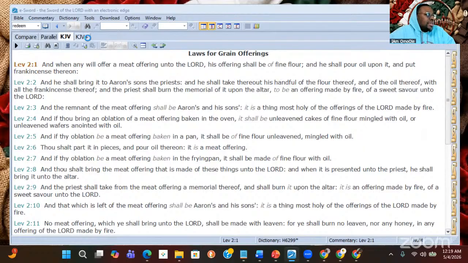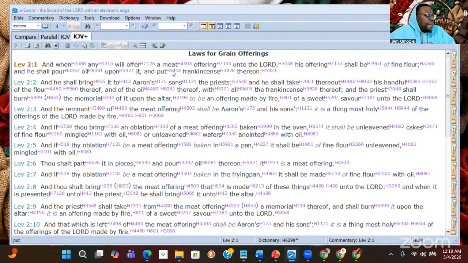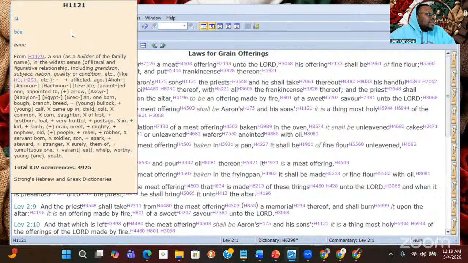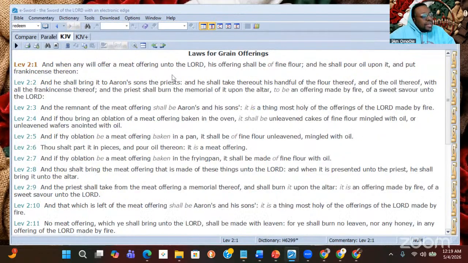Let me make sure I'm saying it correctly. Kohen, Kohen, Kohen, Kohen, Kohen, modern terms.